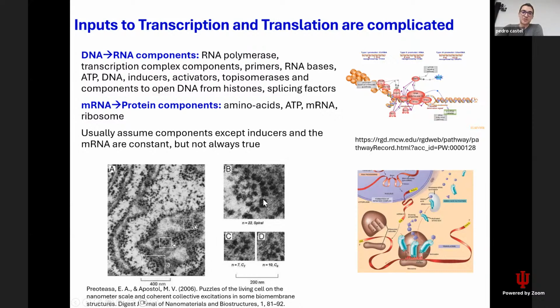So these are multiple ribosomes. They are forming this spiral, and they aggregate like this because they are all translating the same RNA molecule. So this is something else.